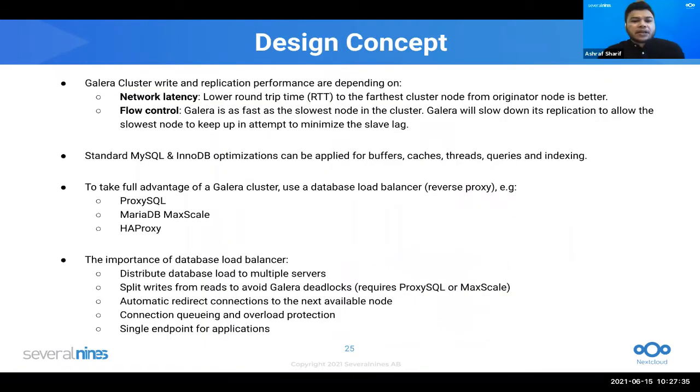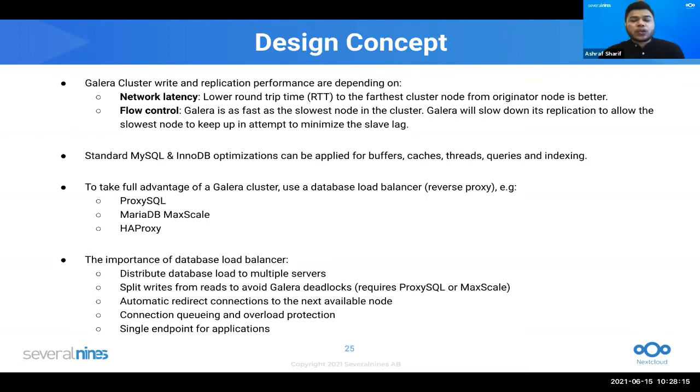As shown in the previous diagram, Galera cluster writes and replication performance are highly dependent on network latency and flow control. So for network latency, one important thing is to measure the round trip using networking tools like ping or traceroute. The lower the round trip time, the RTT, to the farthest node in the cluster, the better. So think twice if you want to separate nodes in a Galera cluster through different networks or different switches or even different geographical locations. It is better to have them in the same network segment for the lowest latency.